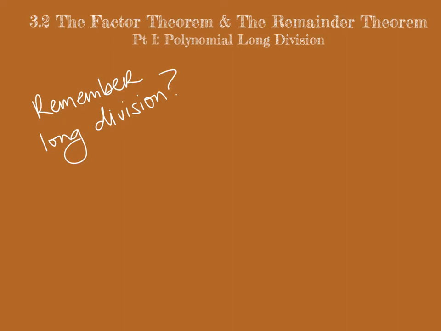Let's say we wanted to take 584 and we wanted to divide it by 23. Yes, you could do this on your calculator, but it would give you some decimal, meaning 23 doesn't fit into 584 evenly. It's not a factor of 584. But let's do this using long division so we can find that remainder.